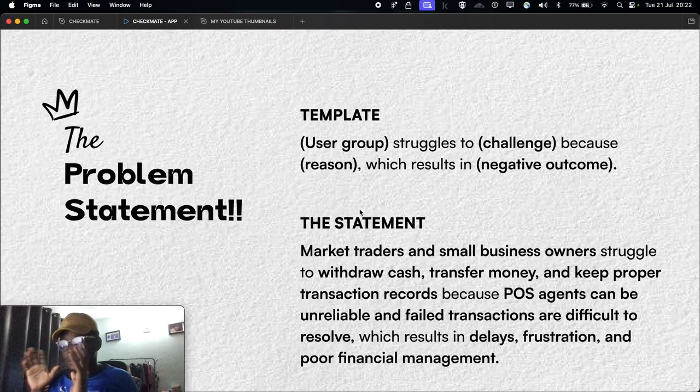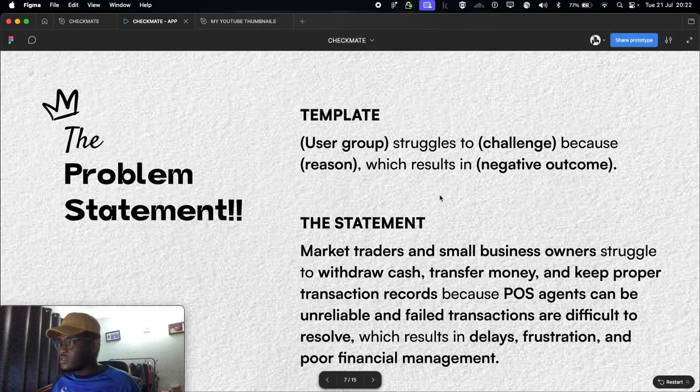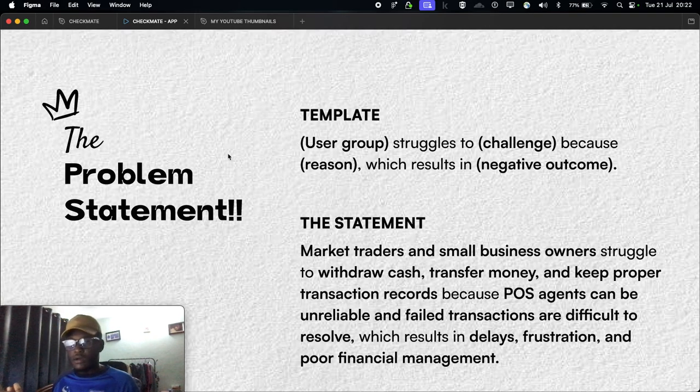If you don't know how to actually create a problem statement, this is what you can use. It's very easy. It's a template. You find the user, you find their challenge, you find their reason, and you find the negative outcome that can happen. Do you get? Then you replace it in this template. So when I give you a brief now, all you have to do is to get the problem. If I give you another brief and I say, okay, find the problem from this, you go and look at it. Okay, who are the users first of all? What is their challenge? What reason do they have? And what is the negative outcome of this challenge that they're having? With that, you'll be able to create a problem statement. You get? So that's the first thing we will do, right?